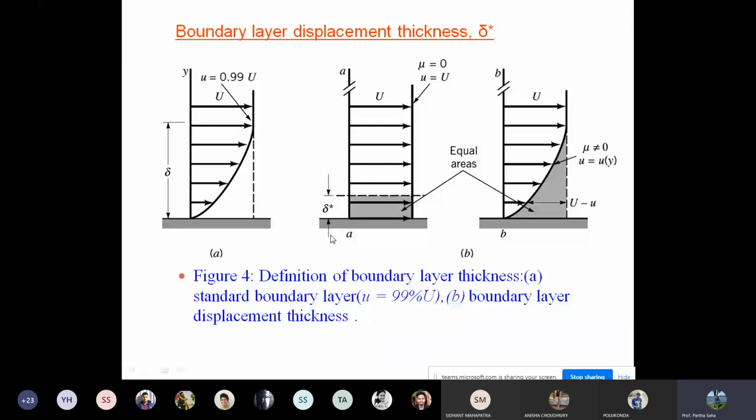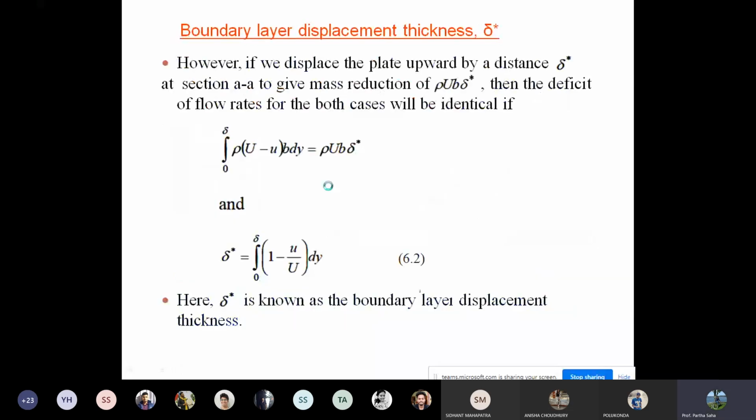Now what happens if we raise the plate such that the reduction in the mass flow rate is compensated? The reduction in the mass flow rate, which I was telling about, is compensated by an equal amount, because you are integrating over the whole area. So an equal area of reduction in mass flow rate can be compensated by raising the plate thickness. This gray region gives the idea of how the boundary layer thickness is now raised and compensated.